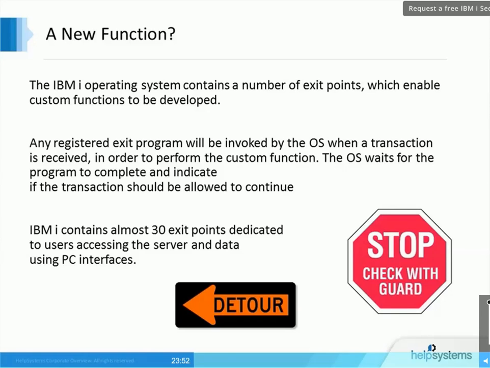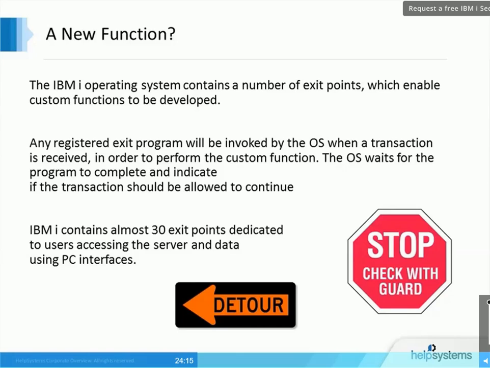If it is, then it will invoke the exit program, telling it who the user is, what they're asking to do, where they came from, like their IP address, and then it waits for that exit program to make a decision, indicating whether that is a desirable connection or transaction. If it is, then it continues on its way and the operating system will attempt to perform it.